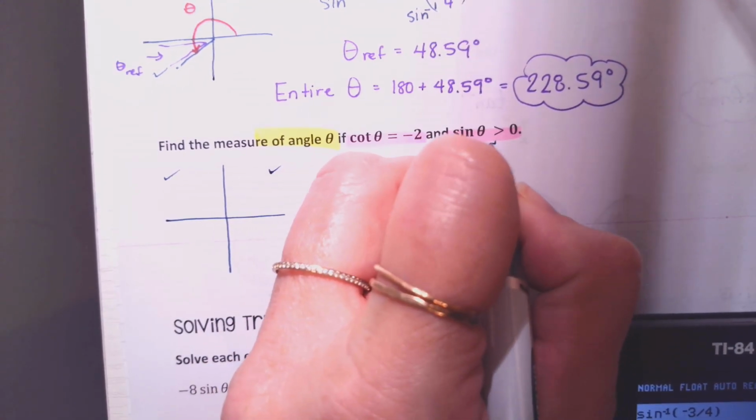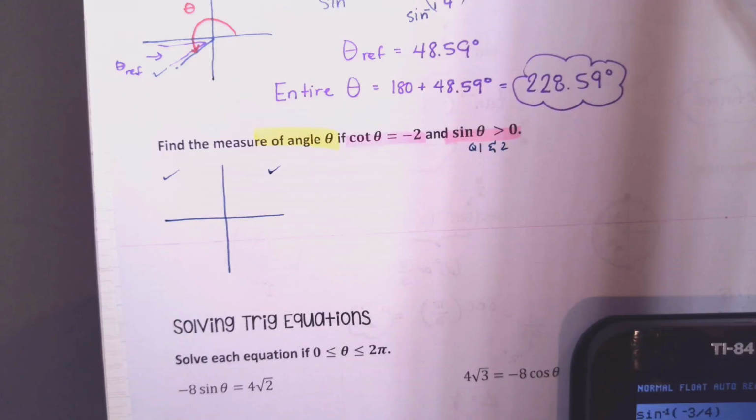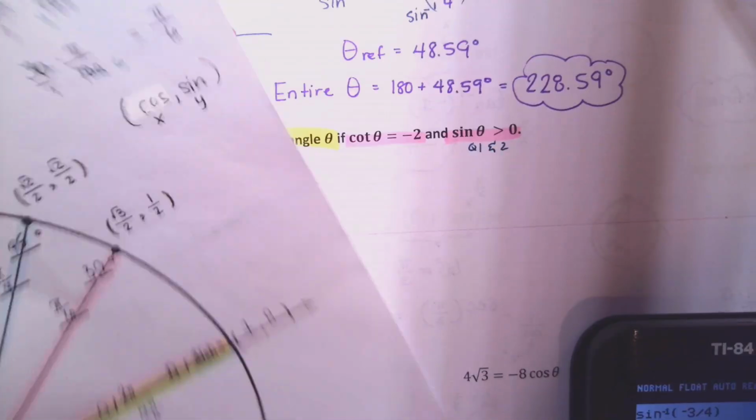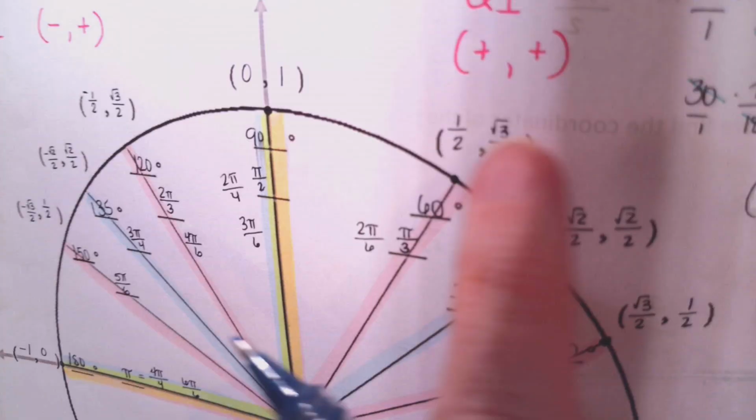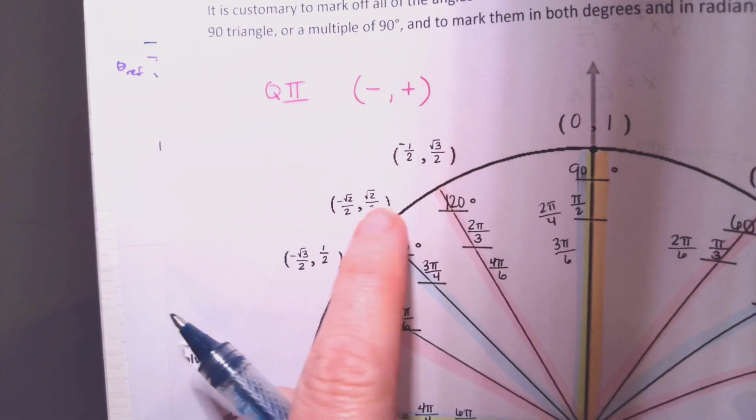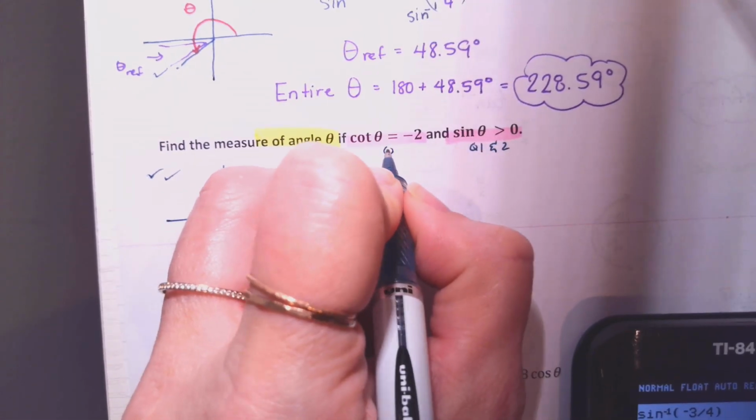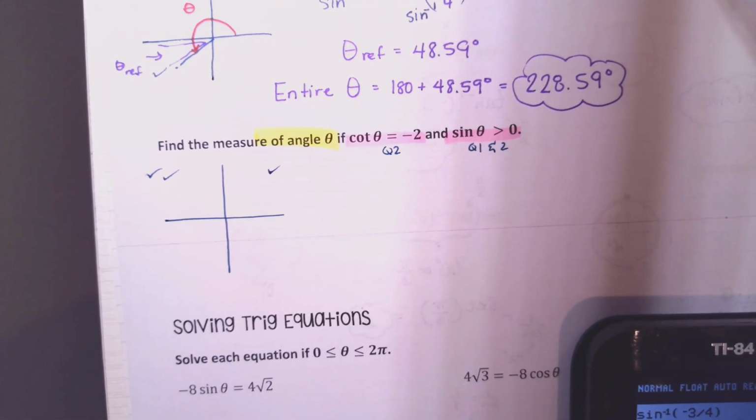So this was quadrant 1 and 2. A negative cotangent, so that's the x over y. Looking at my unit circle, where is the x over y negative? Is it negative here if I did x over y? No. Is it negative here if I did x over y? Yes. So it has to be in quadrant 2, because that's the only place where both of these are true.